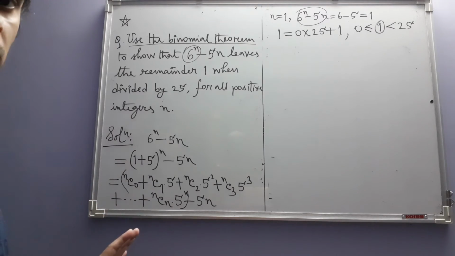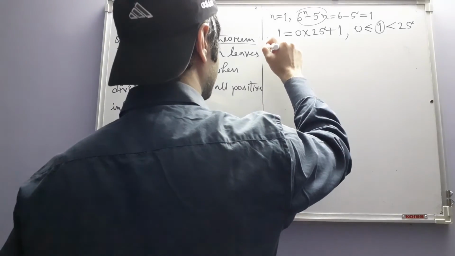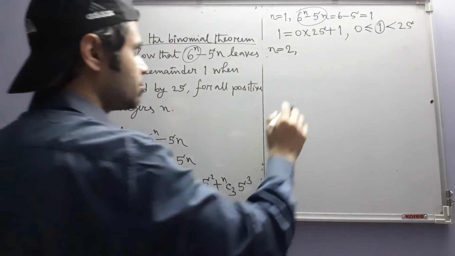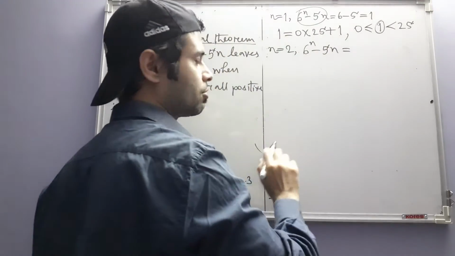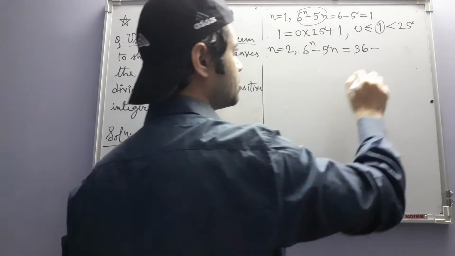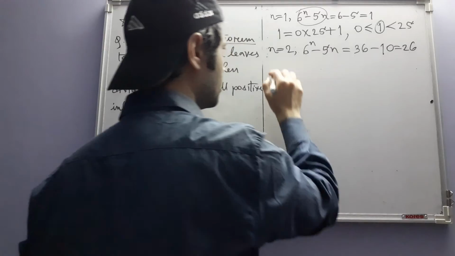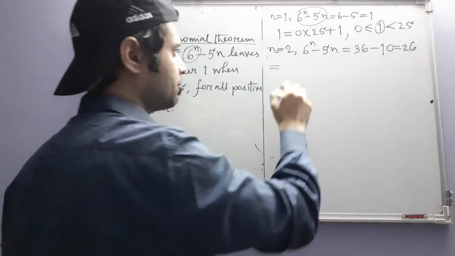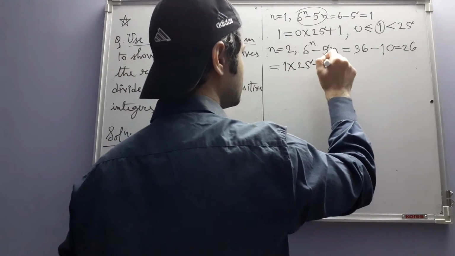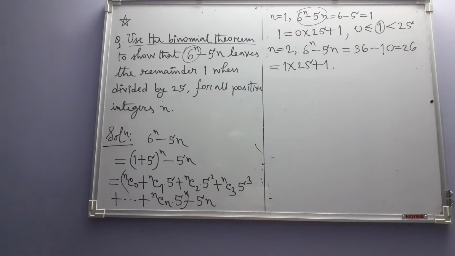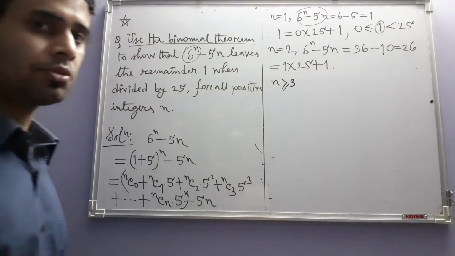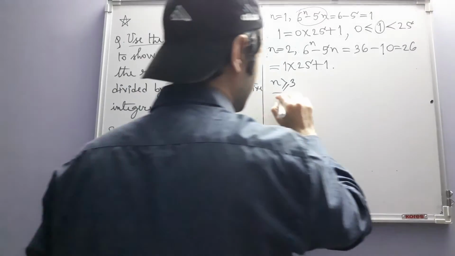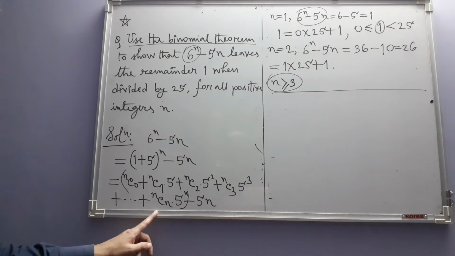Although it sounds like induction, this is not induction, because we are going to consider another case also. n equal to 2. If n is equal to 2, then 6 to the power n minus 5n becomes what? 6 square. 6 square is 36 minus 5 times 2, that is 10. So this is equal to 26. So this also leaves the remainder 1 when we divide it by 25. Why? Because it is equal to 1 times 25 plus 1. Right? So the result is true for n equal to 1 and n equal to 2. Okay? So we can consider n to be greater than or equal to 3 because the other two cases have already been verified. Now you look at this sum, along with this extra condition, n is greater than or equal to 3.